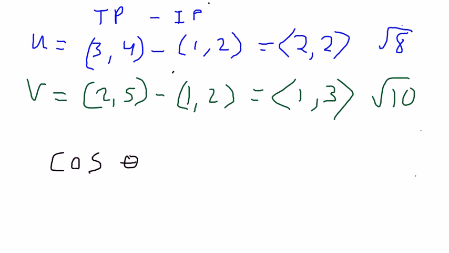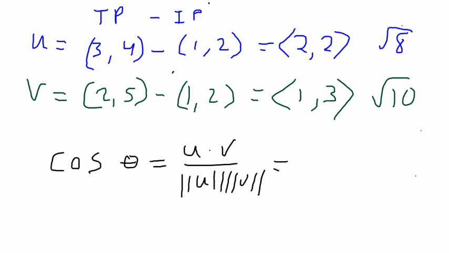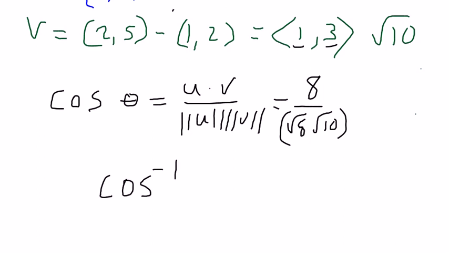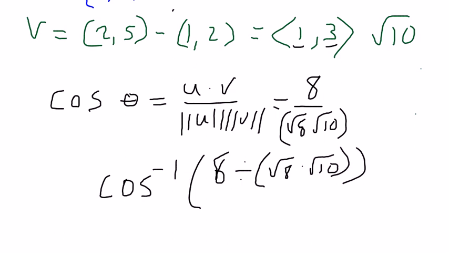Cosine theta equals u dot v over the magnitude of u times the magnitude of v. Well, u dotted with v would be 2 times 1, which is 2, plus 2 times 3, which is 6. 2 plus 6 is 8. And then the magnitudes down here are going to be the square root of 8 and the square root of 10. We can put this all in our calculator as inverse cosine of 8 divided by the square root of 8 times the square root of 10.